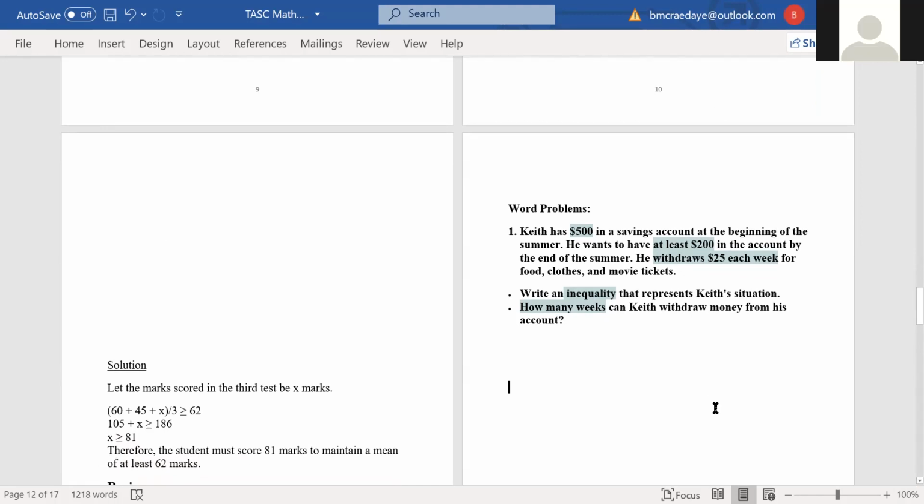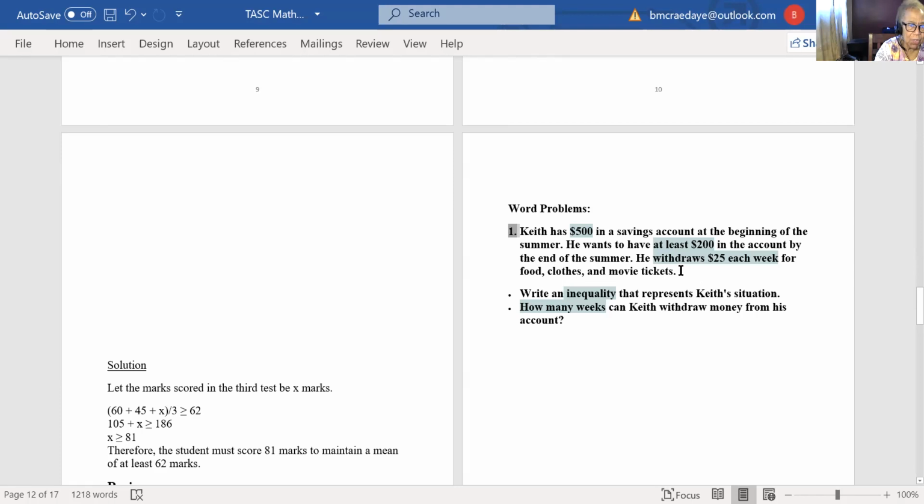I could see it. Keith has $500 in a savings account at the beginning of the summer. He wants to have at least $200 in the account by the end of the summer. He will withdraw $25 each week for food, clothes, and movie tickets.